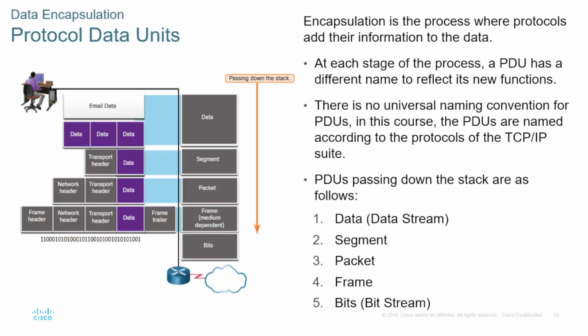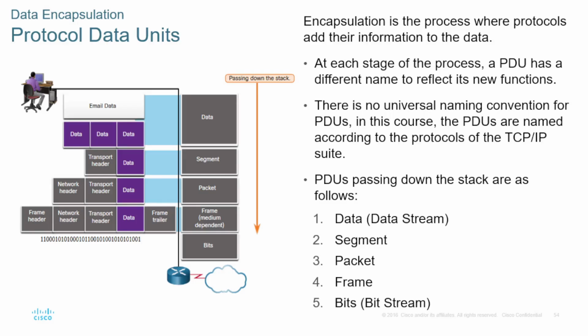As data passes down the network layers, each protocol adds its own information in a process called encapsulation. At each stage, the resulting unit is called a protocol data unit, or PDU, and its name reflects its role at that layer. In the real world, most network professionals simply refer to all PDUs as packets. However, for this course, it's important to differentiate between them to understand how data moves through each layer.